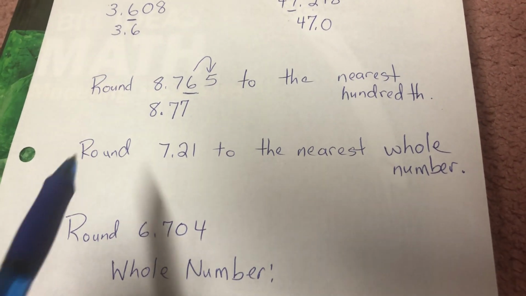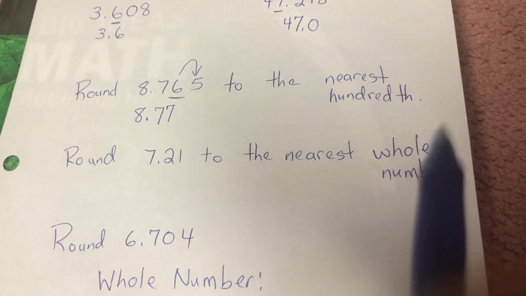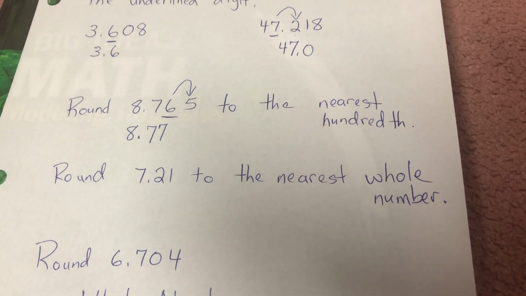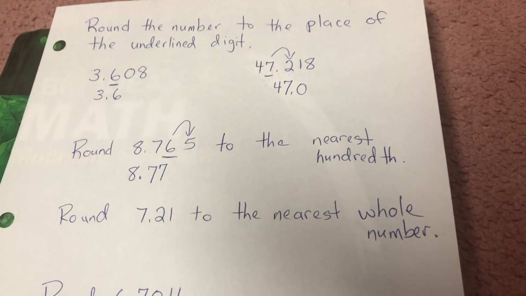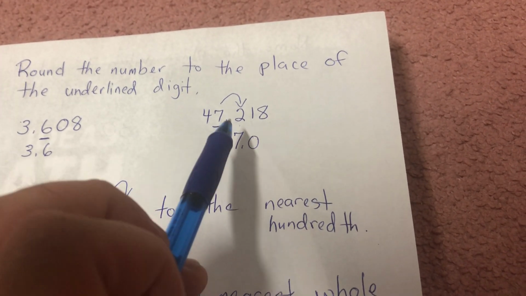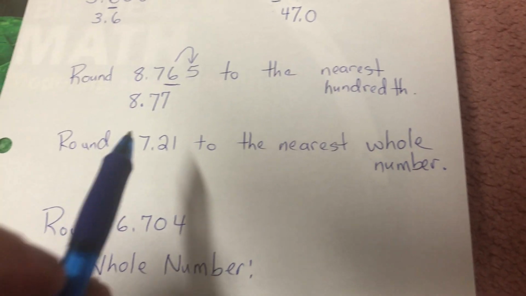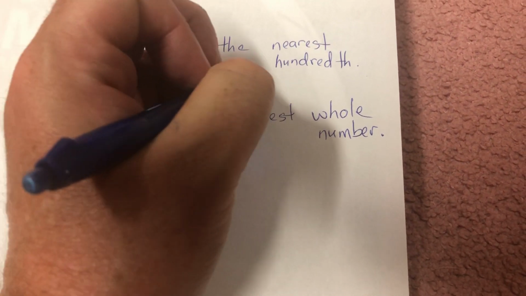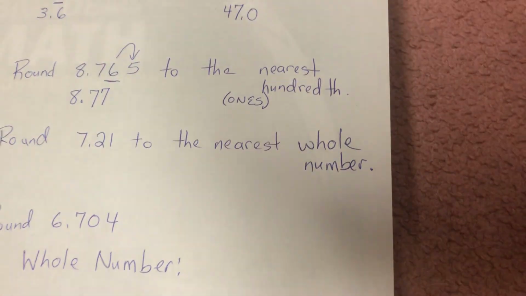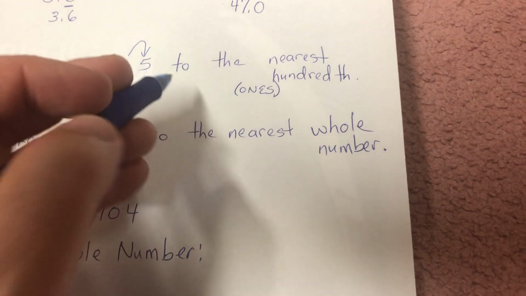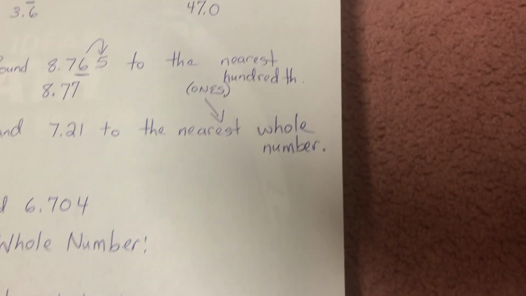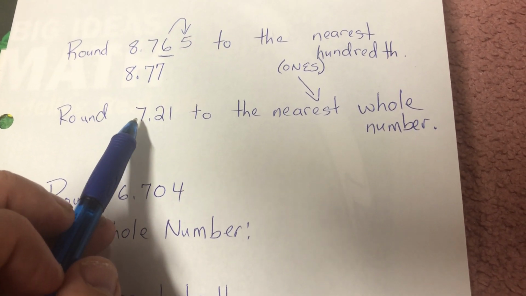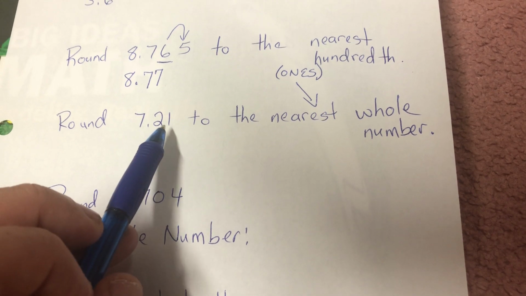All right, next one, round 7 and 21 hundredths to the nearest whole number. Well, the key phrase here is nearest whole number. Now, I referenced the idea of the nearest whole number when we did the one with 47 and 218 thousandths. When we talk about rounding to the nearest whole number, that basically means we are rounding to the ones place. And the ones place is this number right before the decimal, which in this case is a 7, because this is 7 and 21 hundredths.